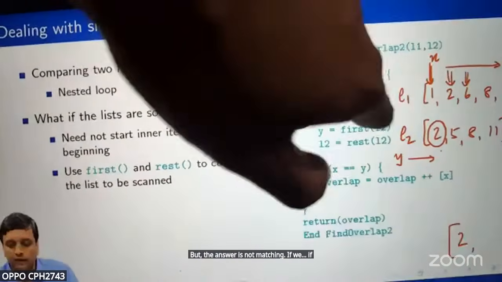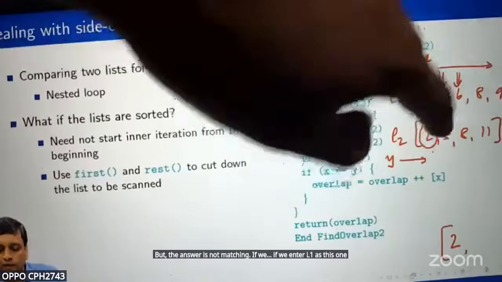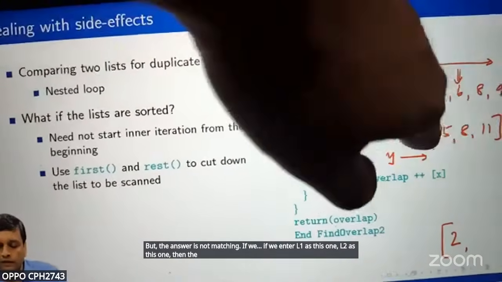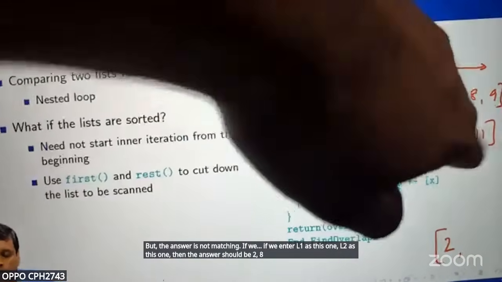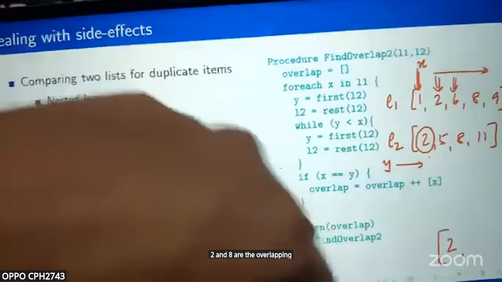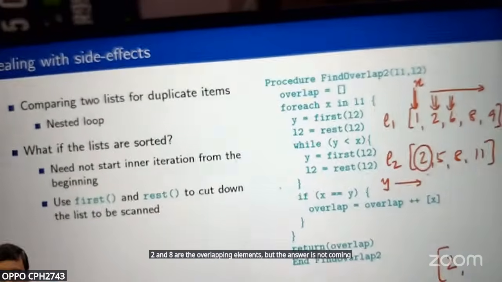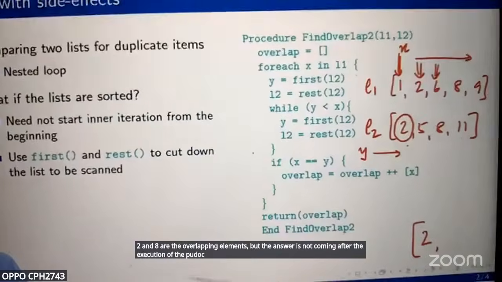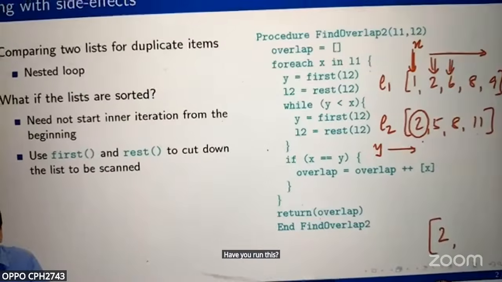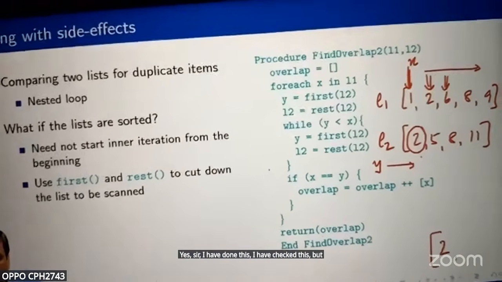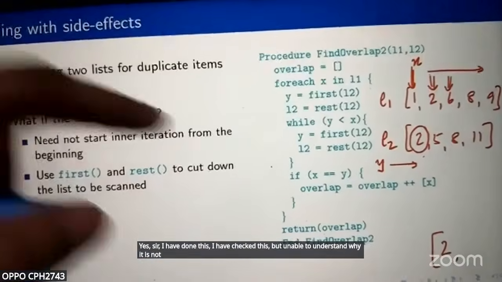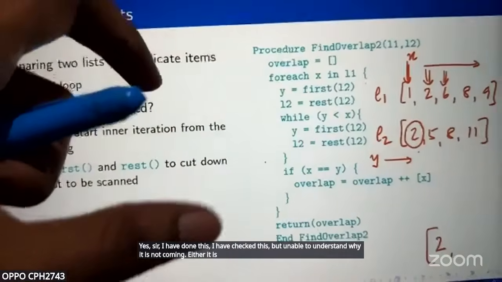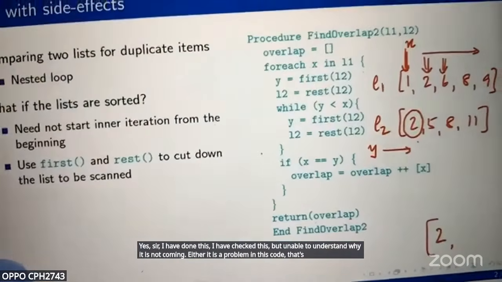If we enter L1 as this one, L2 as this one, then the answer should be 2, 8. 2 and 8 are the overlapping elements, but the answer is not coming after the execution of the pseudocode, sir. Have you run this somewhere? Yes, sir. I have done this. I have checked this, but unable to understand why it is not coming. Either it is a problem in this code.